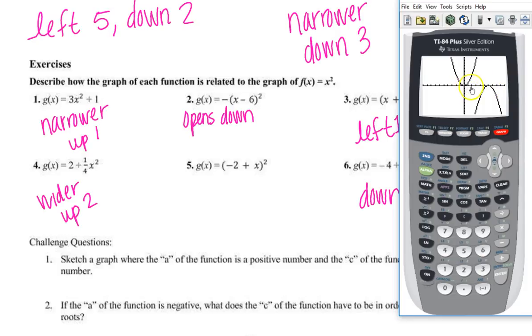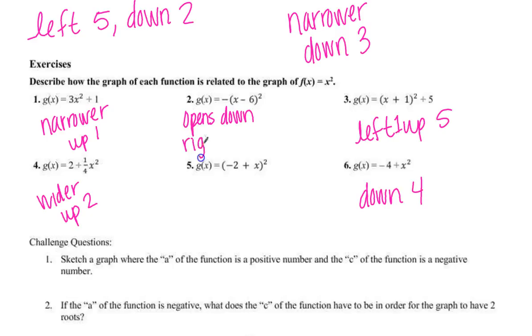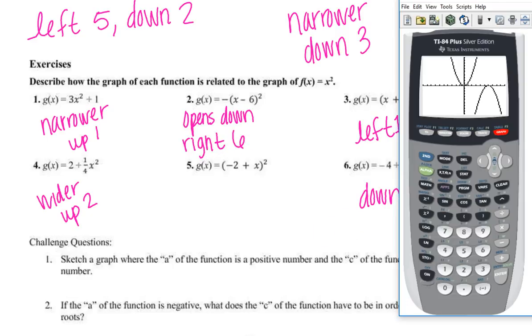It obviously moved right. Okay, so it moved right. 1, 2, 3, 4, 5, 6. Moved right 6. Okay? And it did not move up or down at all, though, because they're still right there on the x-axis. So that's still the same. So opens down, right 6.